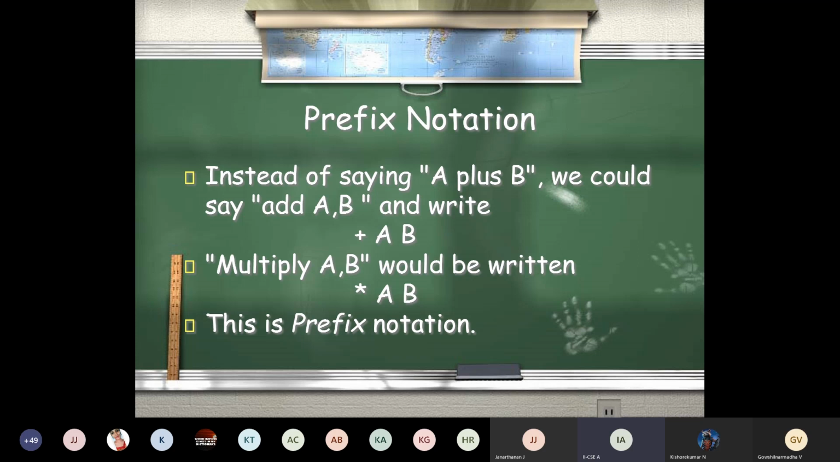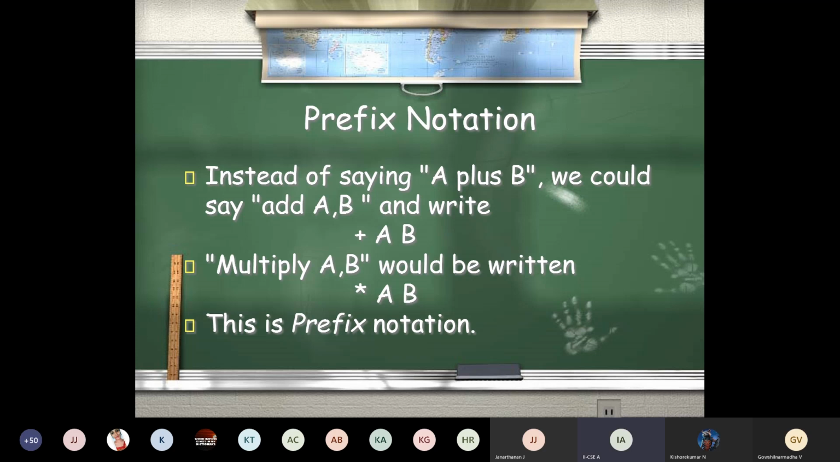The operator will come just before the operands. It means that if I have a plus, then the next two operands are the operands on which this plus is going to operate. So plus operates on the next two immediate operands. Multiply a and b can be written as star ab. Write the examples in your notebook: addition can be written as plus ab, and a star b in infix can be written as star ab. That is prefix notation: the operator comes before the operands in your expression.